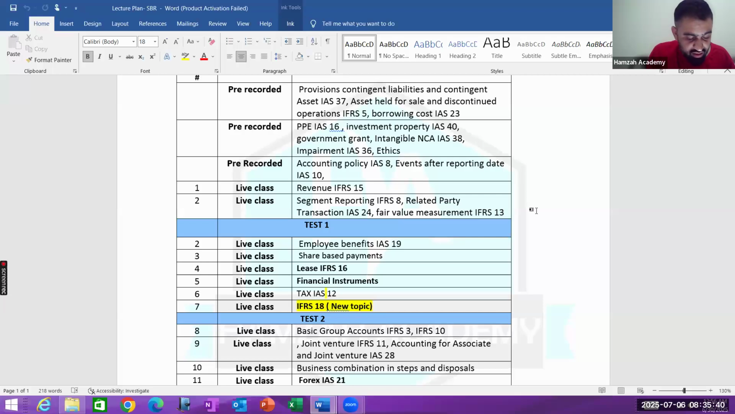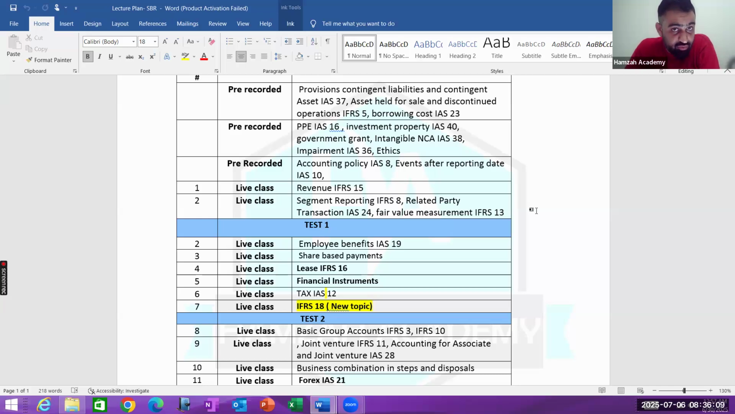Then we have fair value measurement, IFRS 13. IFRS 13 would be the next accounting standard. You know that in various accounting standards we now have the concept of fair value. Like in IAS 16, we have the revaluation model. In IAS 40, investment property, we have the fair value model.